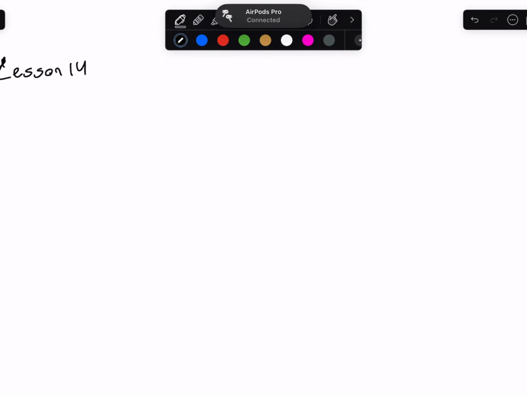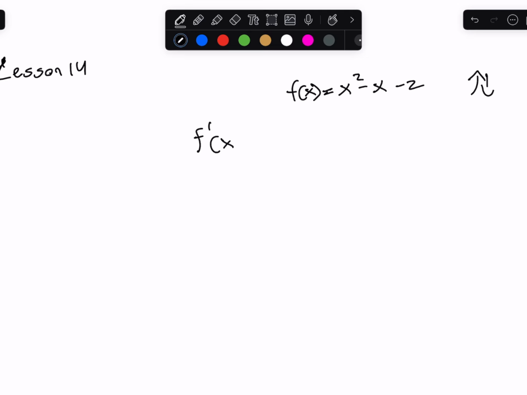Finally, we're going to be solving a question from lesson 14, which asks, determine the open intervals on which the function f of x equal x squared minus x minus 2 is concave upwards or downwards. So first we have to find the first derivative, which is 2x minus 1. And now we have to find the second derivative, which will be equal to 2.